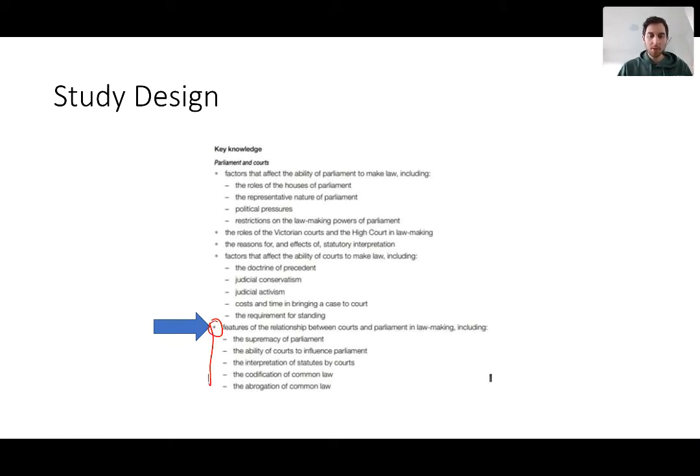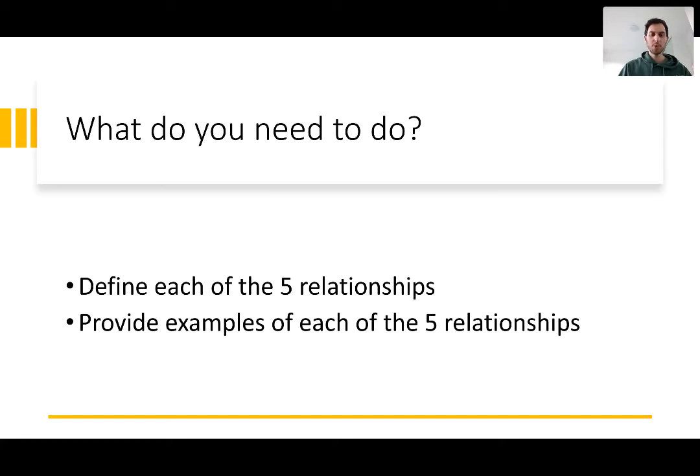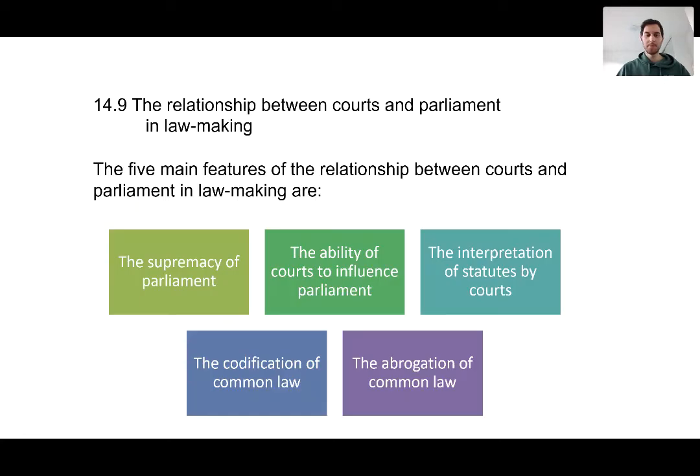Now it looks like a big dot point, but it's all fairly straightforward, and we're going to learn it in just this one video. There are 5 different ways that courts and Parliament interact with each other, 5 different relationships that they have with each other. So what do you need to know? Well, you need to be able to define what each of these are and provide examples.